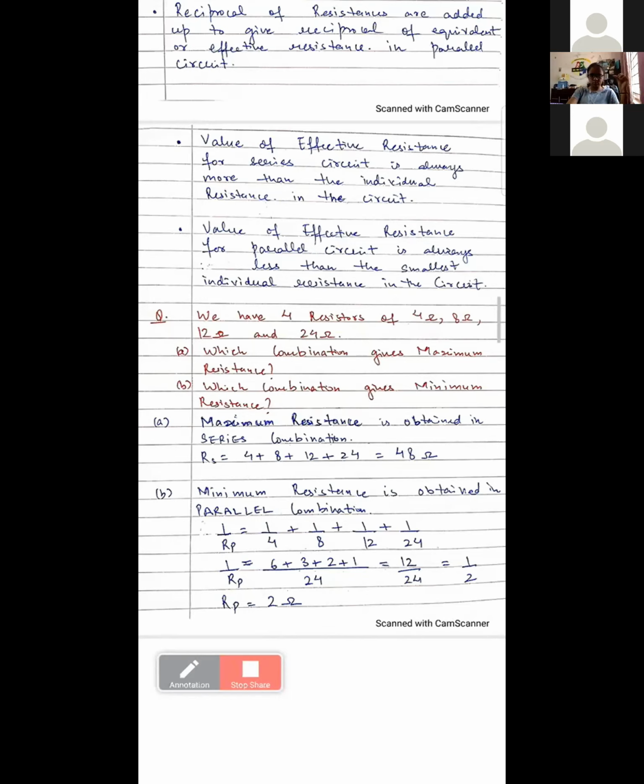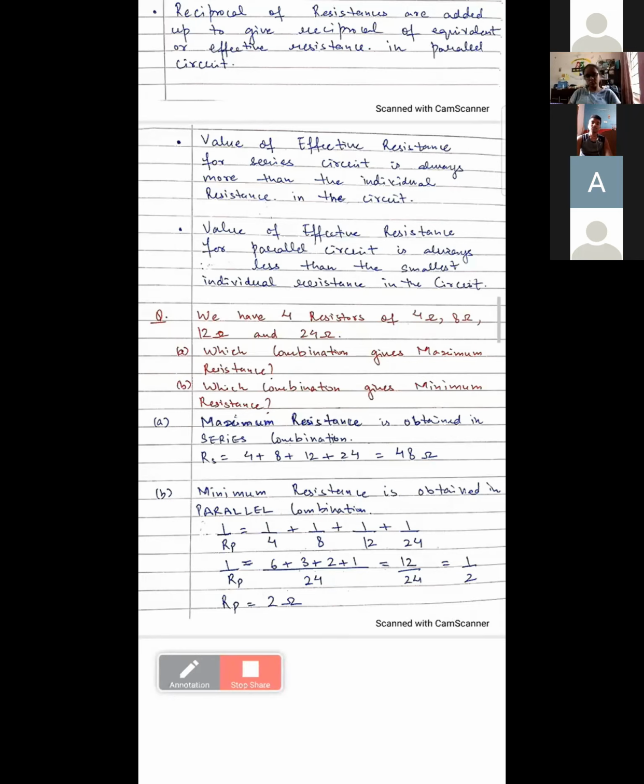If you want more resistance, you will connect in series. 48 is more than 4, 8, 12, the individual resistances. Similarly, in the second parallel combination, I'm getting effective resistance that is less than all the individual resistances. 2 is less than 4, 8, 12, and 24 respectively. Parallel, always I'll get the effective resistance less than all the individual resistances.